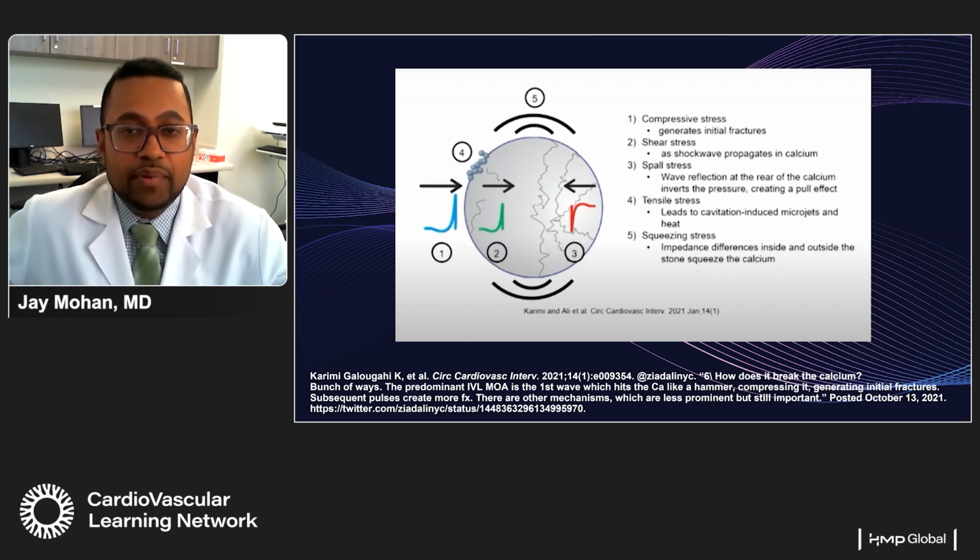The second is the propagation of the shockwave through the calcium, which creates both vertical and horizontal fractures in that calcium. Then the shockwave reaches the back wall of the calcium and creates a pulling force, which is the spall stress, that further creates fractures of the calcium. Then from microcavitations, microjets are created, leading to further fractures. And finally, the impedance difference between the soft tissue and the hard calcium creates a squeezing effect that further propagates the fractures that you see with shockwave.